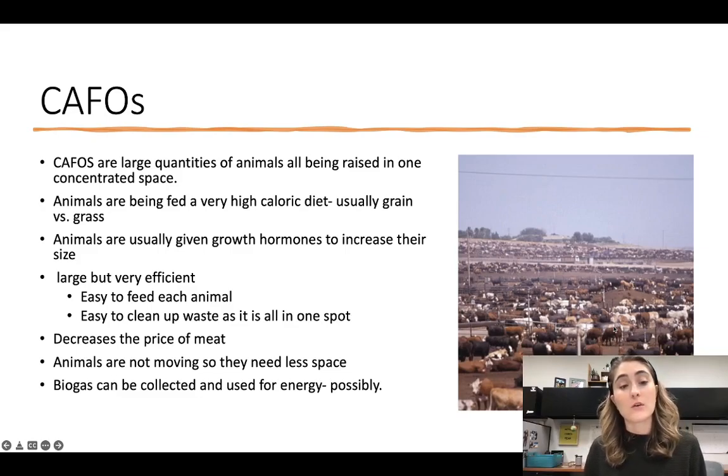Again, this is generally going to be grain versus grass, because grain will bulk a cow up much more quickly than will grass. And so because they're not moving, because they're eating this high caloric diet, these cows will go to slaughter and market much faster. And that allows the livestock farmer to make money much more quickly and turn around, purchase more, and do the whole thing again. This in turn makes it cheaper for the consumer. So generally consuming meat from CAFOs is much cheaper.